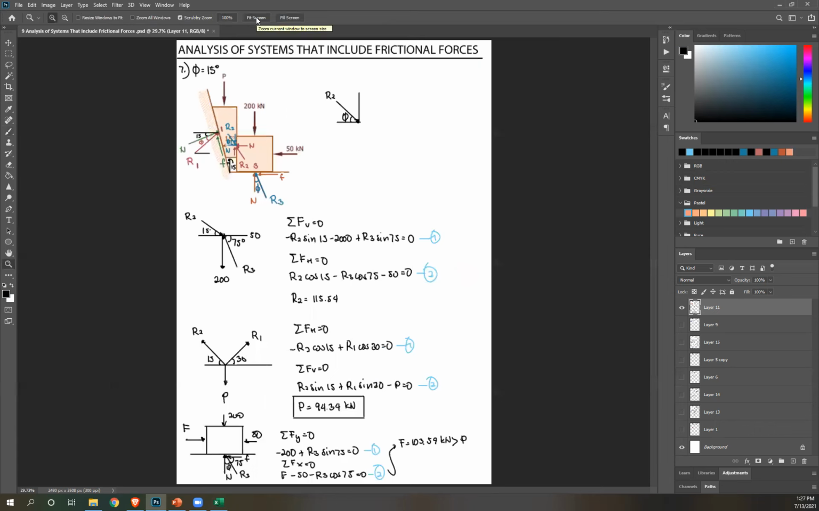Okay. Number 7, any questions for number 7? Please answer in the chat. Okay, so the only confusing thing here is your angles. Okay, so transferring your angles into your free body diagram. So you can just practice in order to do that.